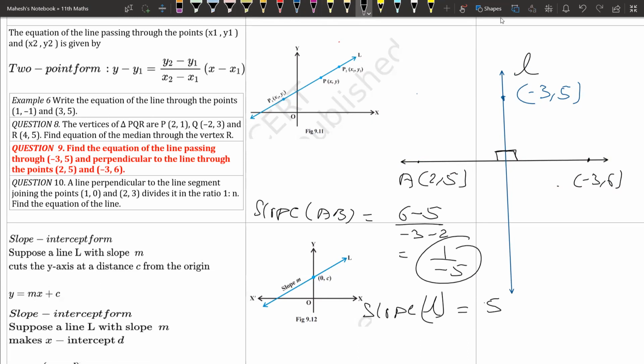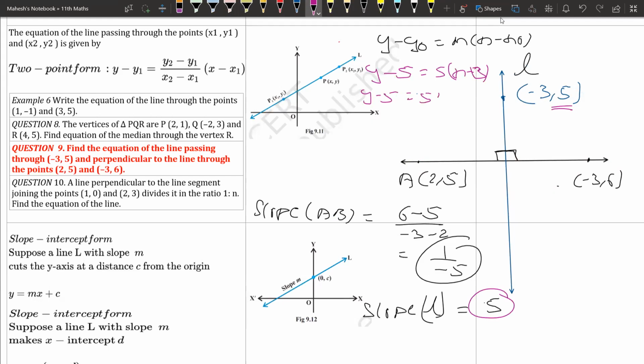So once we have obtained the slope of this line, now we can obtain the equation. You know that the equation of a line in point-slope form, or one point form, is y minus y naught is equal to m times x minus x naught. Here y naught is 5, m we have obtained as 5, and x naught is minus 3, so x plus 3. So y minus 5 is equal to 5x plus 15. Now we can rearrange it in the standard form. This is 5x minus y plus 20 equal to 0. So that will be the answer for textbook question number 9.